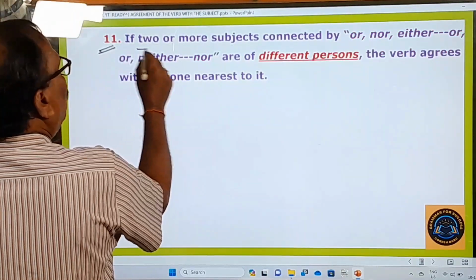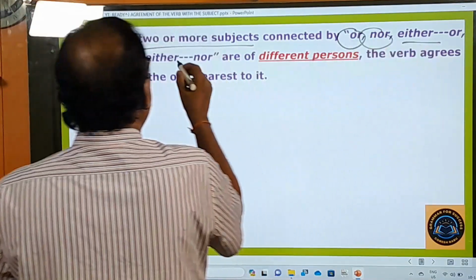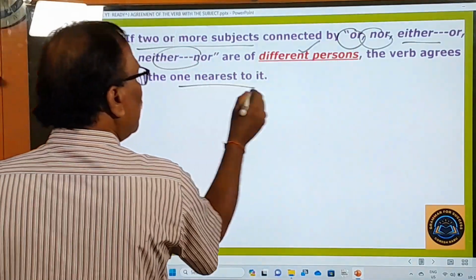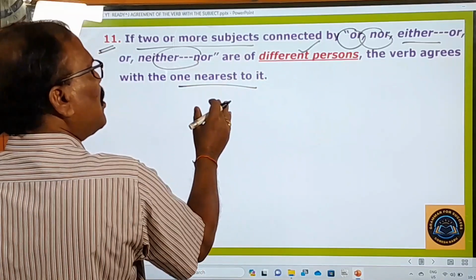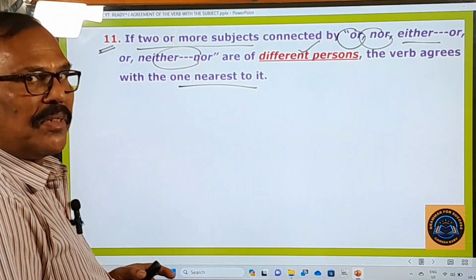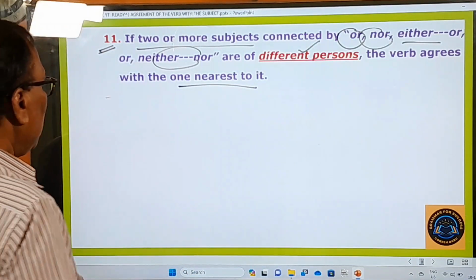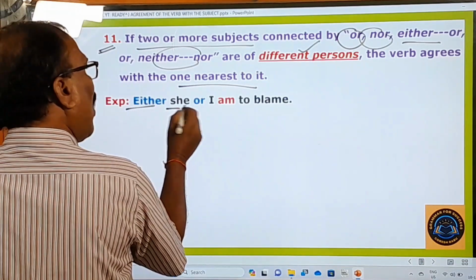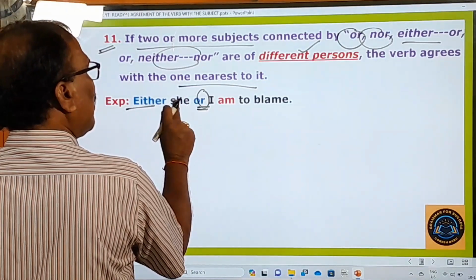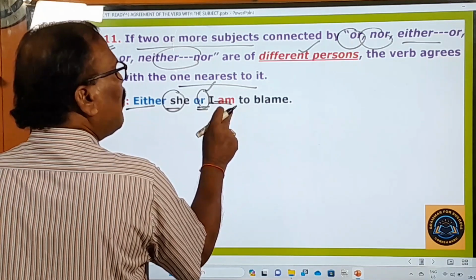The 11th one is there. If two or more subjects are connected by or, nor, either or, neither nor, or are of different persons, the verb agrees with the one nearest to it. So that means the verb is used in accordance with the one that is nearest to it. So how? Let us see that here. Either she or I. Different persons are there. And here, in accordance with this subject only, we use the helping verb.